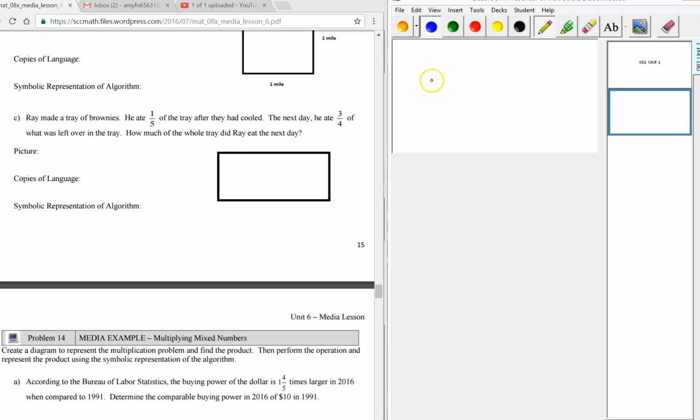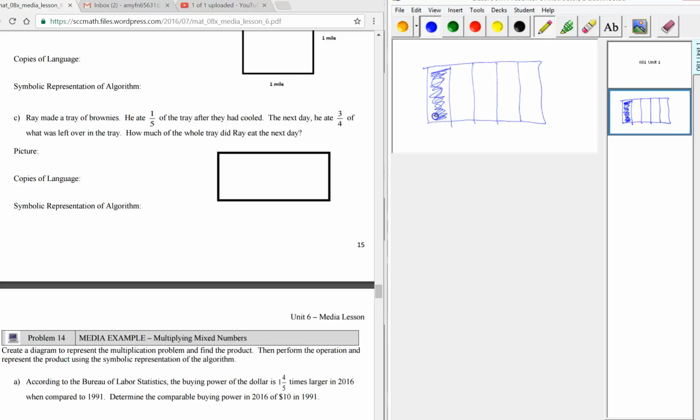So it seems simple enough. Let's draw a picture. So here's the tray. And he ate 1/5 of the tray after it cooled. So that's what he ate.